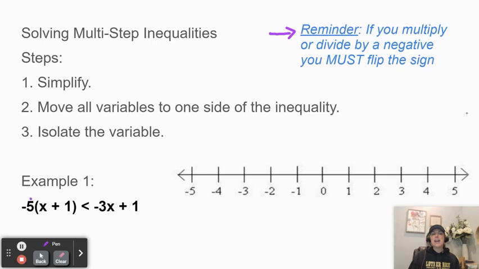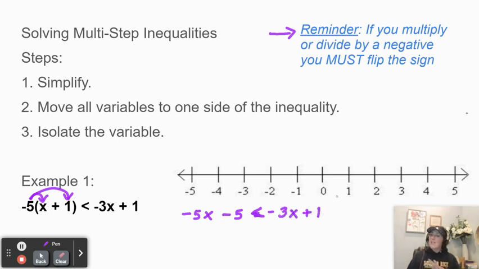I notice that I have a number in front of a parentheses, so I'm going to distribute that -5 there. When I distribute, I multiply. So -5 times x will give me -5x. -5 times 1 will give me -5. And then I have, oops, I'm not doing equations, I'm going to put a less than there, less than -3x plus 1.